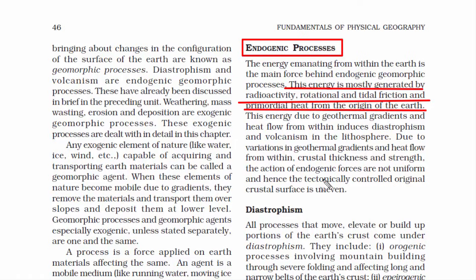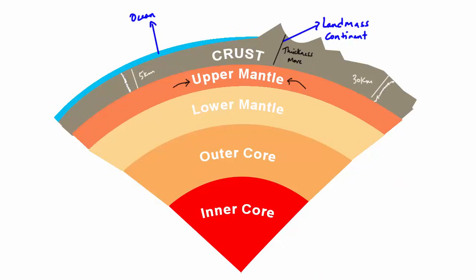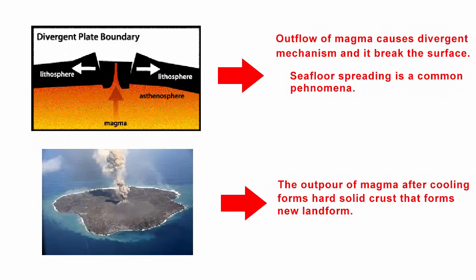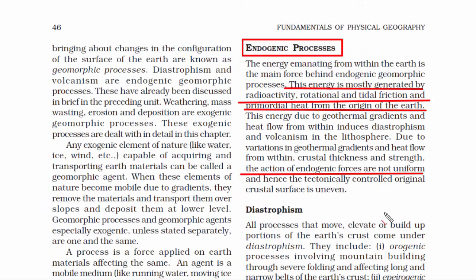Now this point here is very important. The action of endogenic forces is not uniform. What it means is, if you look at the thickness of the crust, which includes both oceanic as well as continental, the thickness varies from place to place. It is not the same everywhere. At some parts the thickness will be very less. In those specific parts, the chances of this molten material, which is magma, to come out of the crust are more likely. And it is this magma which is responsible for both breaking as well as forming new land surface. So always remember the action of endogenic forces is not uniform.